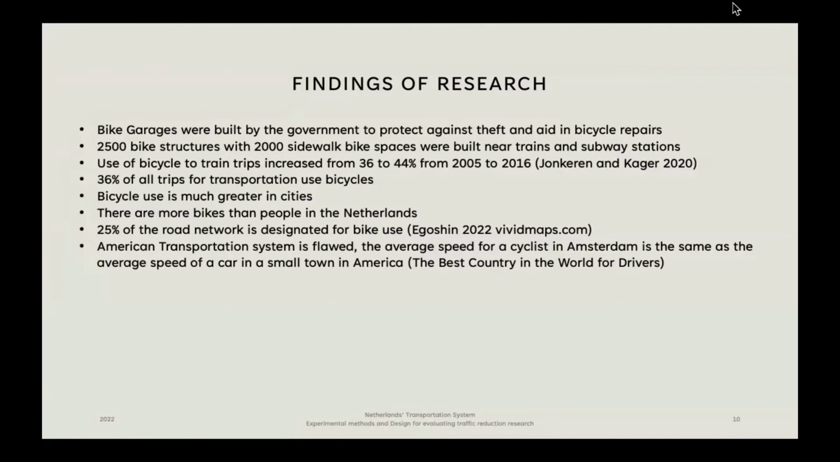And we see that when comparing it to the Netherlands, because the average speed for a cyclist in Amsterdam is the same as the average speed of a car in a small town in America, making it way easier to travel in the Netherlands by bike.